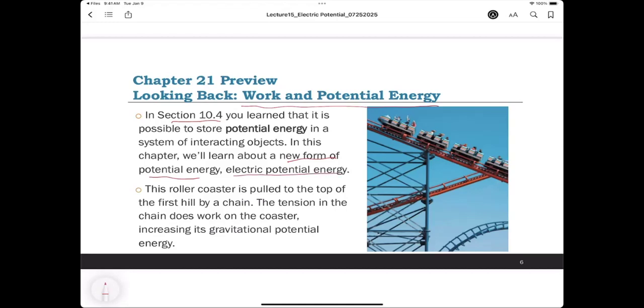This roller coaster is pulled to the top of the first hill by a chain. The tension in the chain does work on the coaster, increasing its gravitational potential energy. This is just an example of potential energy. In this chapter, we will learn about electric potential energy.